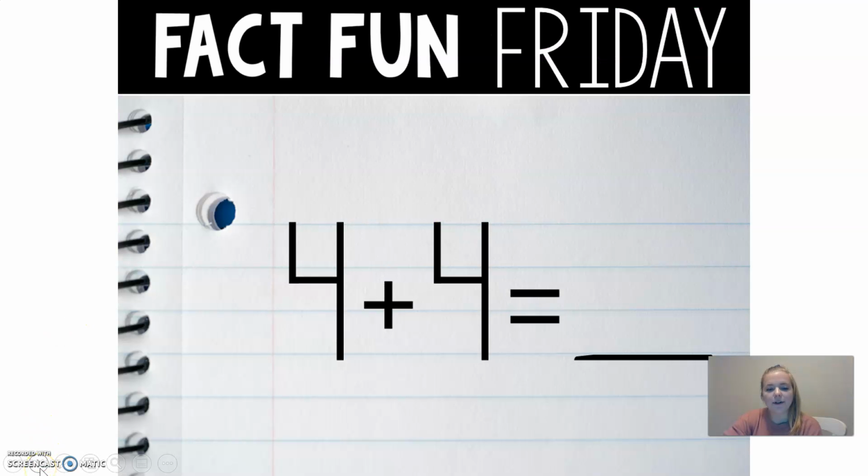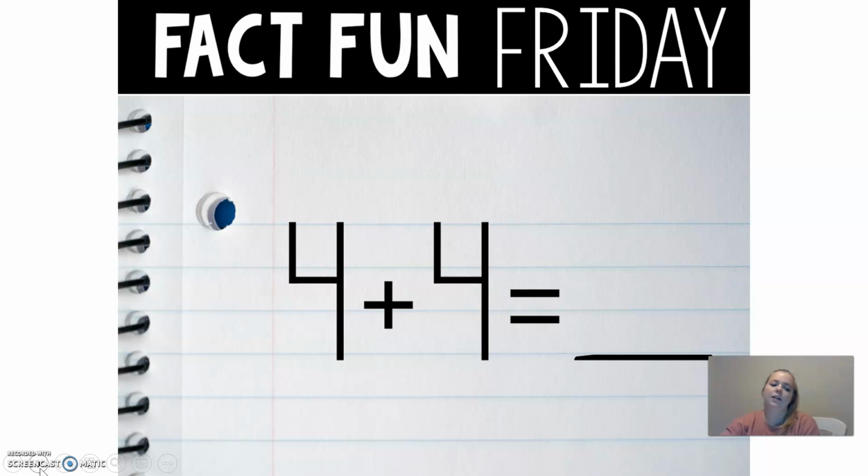Alright, so we're going to start with our number talk. You're just going to work these problems out on a separate sheet of paper however you like. You can use whatever strategy you want. The first one is 4 plus 4 equals. You might draw a picture. You might use a number line. You might count on. I also notice that this is doubles.